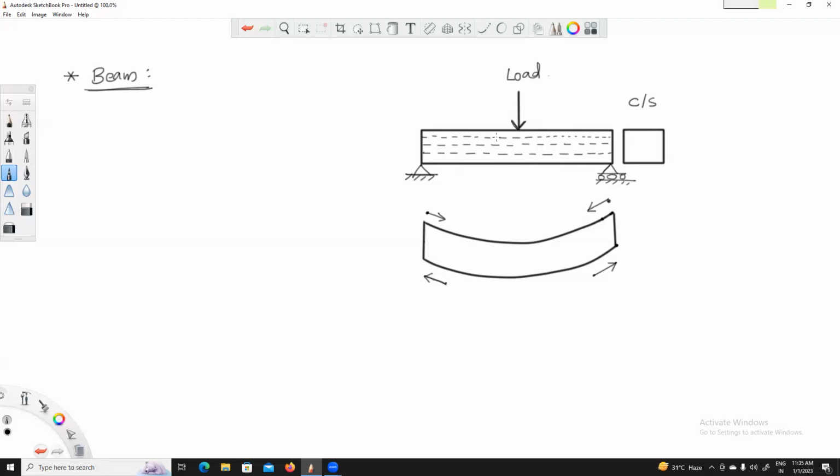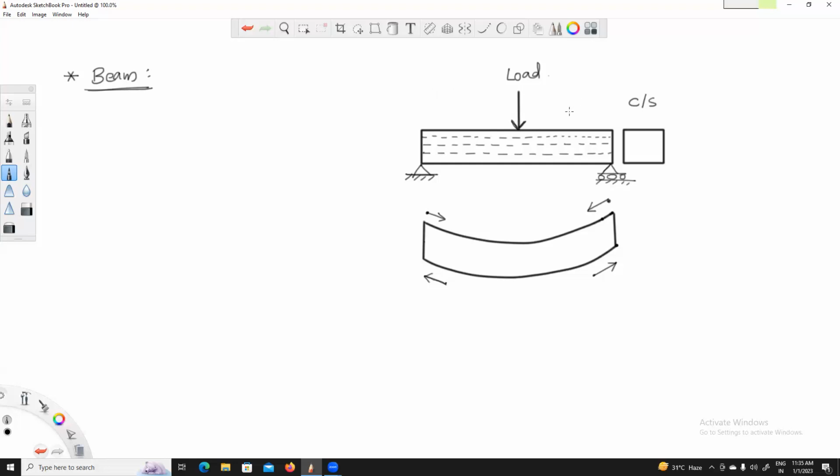Now this beam is subjected to some kind of vertical load. This load need not be vertical all the time. It can act in any direction, and it is not necessarily a point load itself. You can have a distributed load over the span of this beam. Again, let's not go into the details of the loading and the cross section.